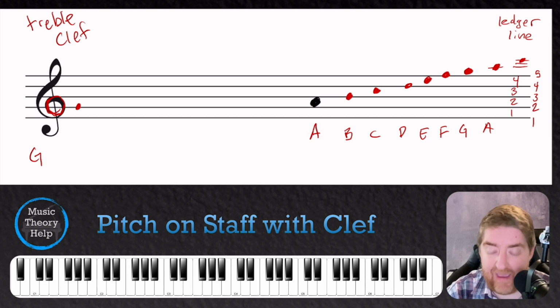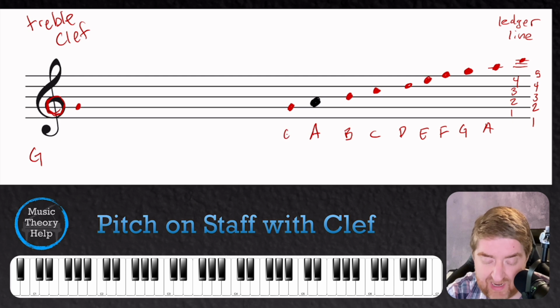Let's go down from A. We have A, and then down to the line would be G. As we know, this is a G clef. That second line is G. Here's the first space, F. The first line, E. Below the first line, D.